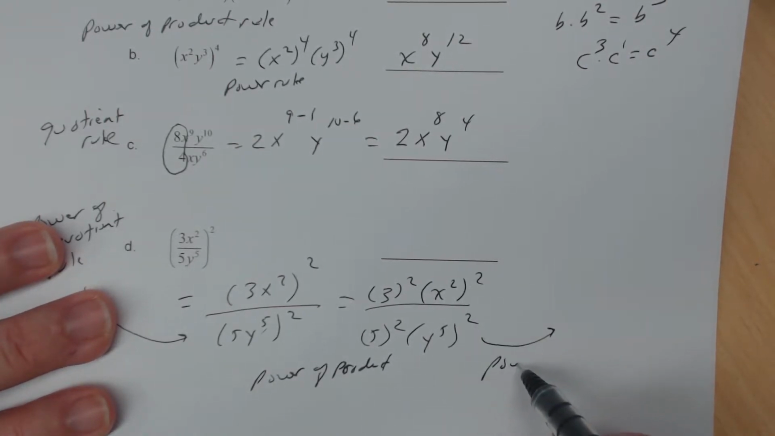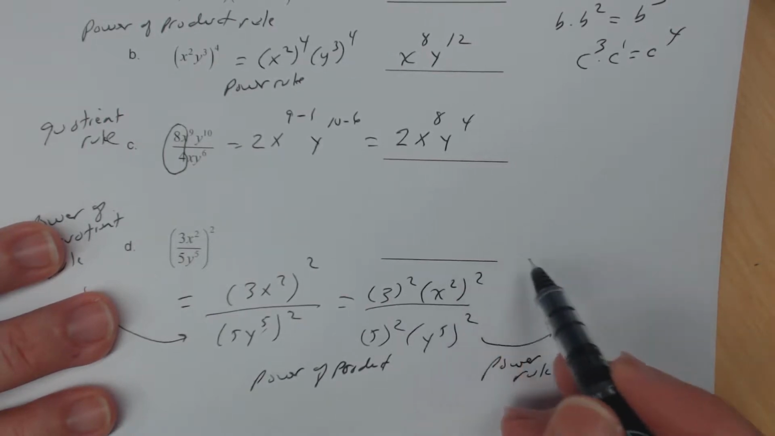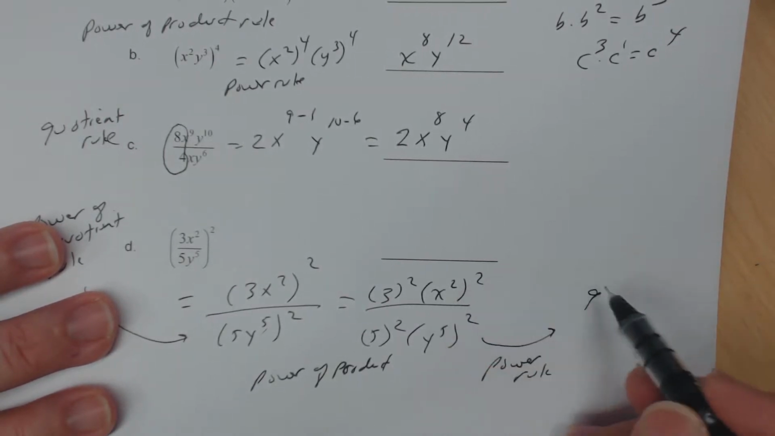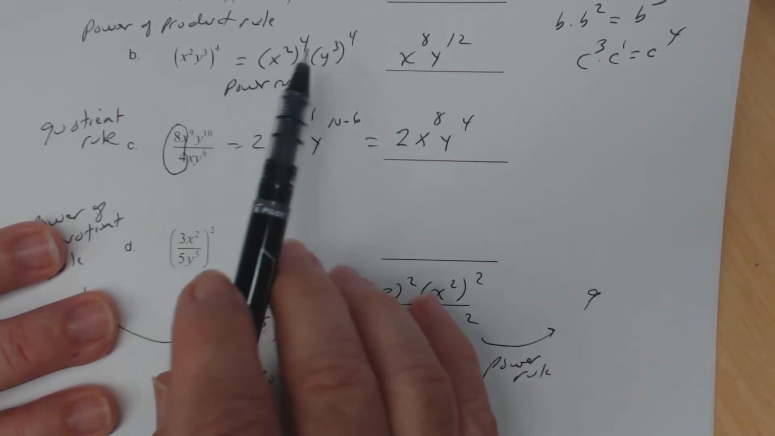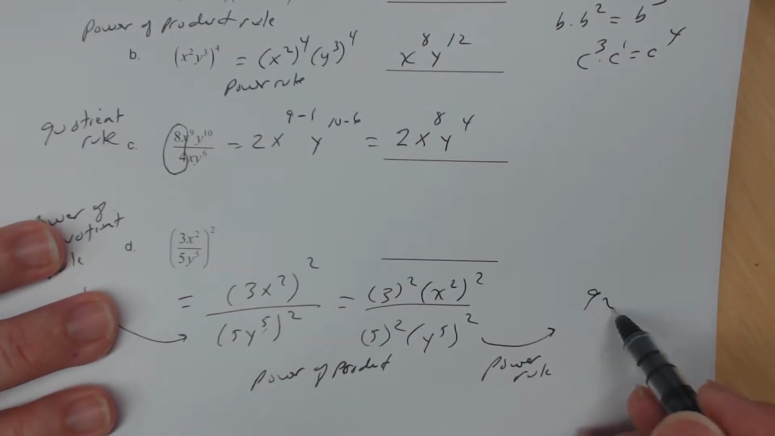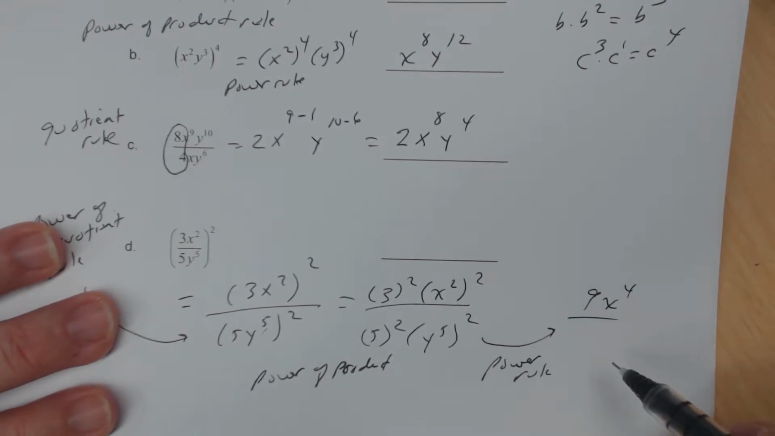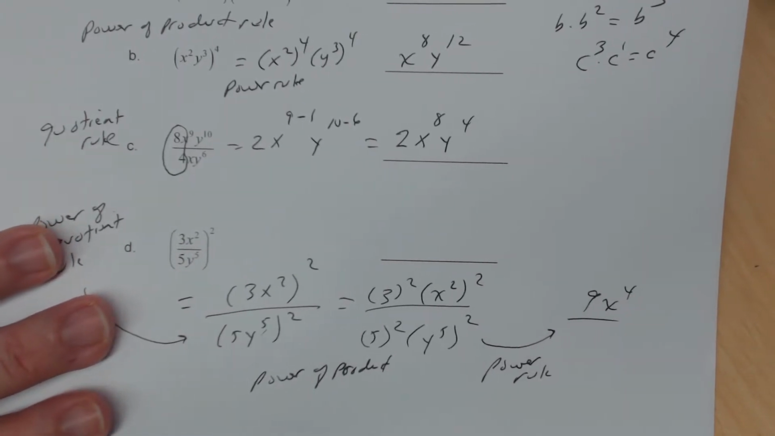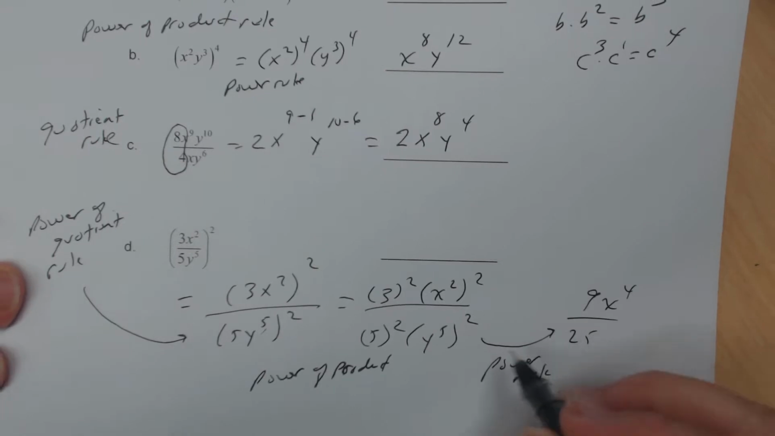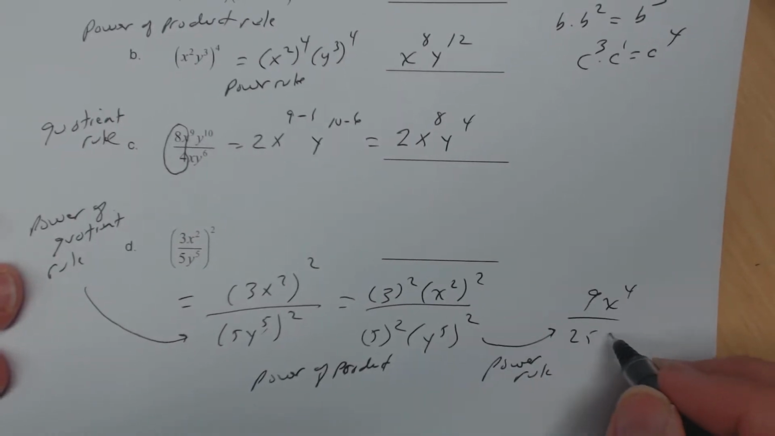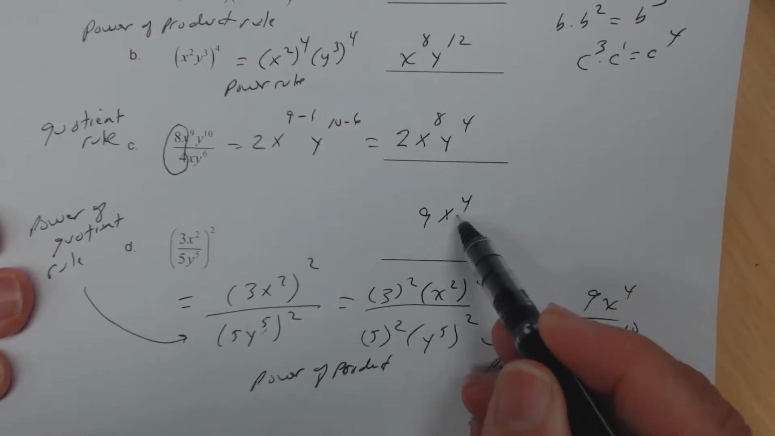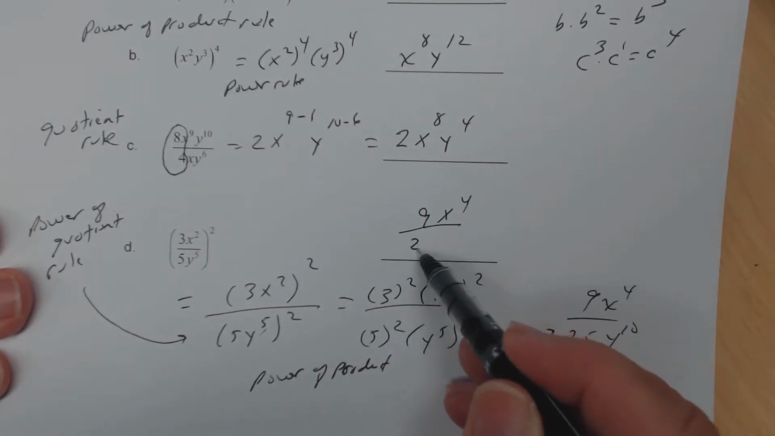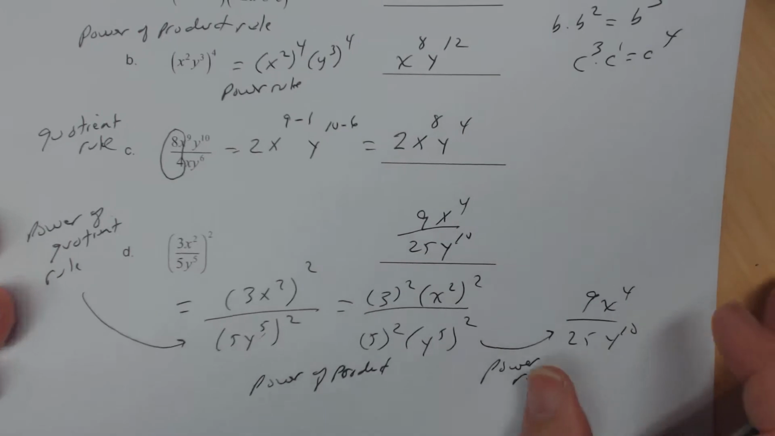Then I'm going to use the power rule. So first of all, 3 squared is 9. x squared squared. So when you have a power to a power, you multiply exponents. That's what we did over here. So it's x to the 4th divided by, and then 5 squared is 25. And then y to the 5th squared is y to the 10th. So I get 9x to the 4th divided by 25y to the 10th.